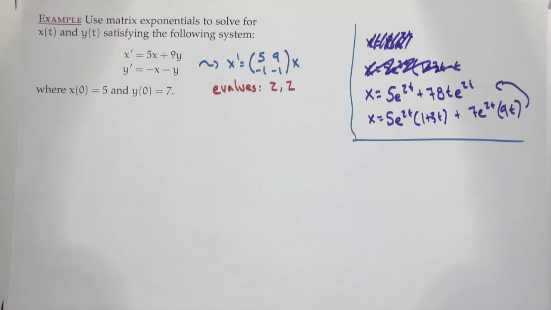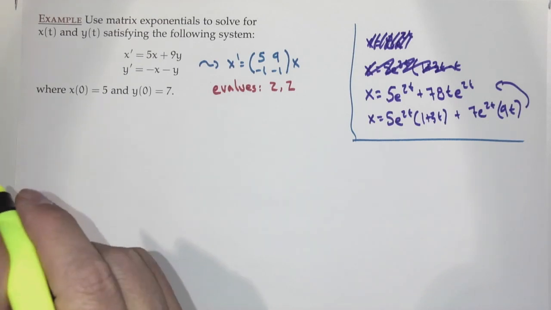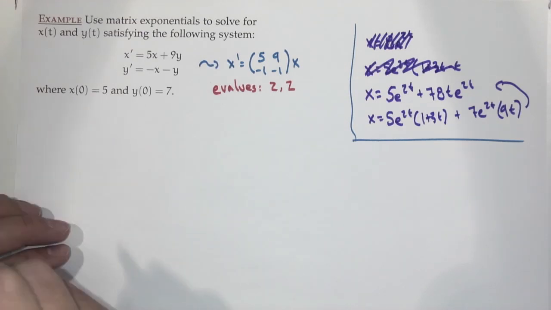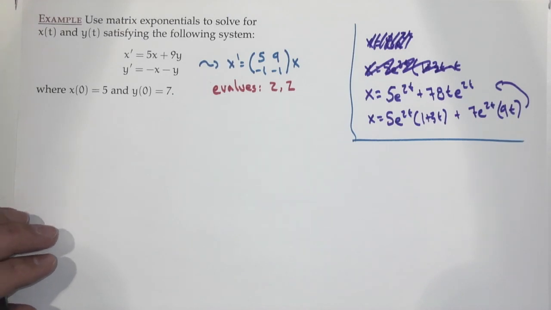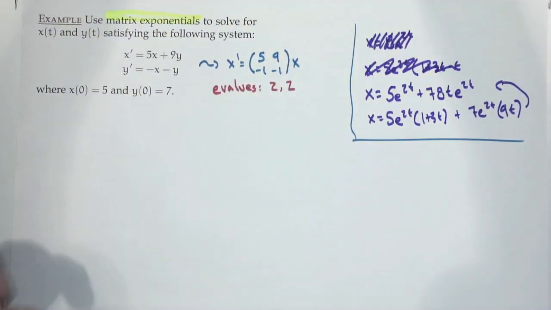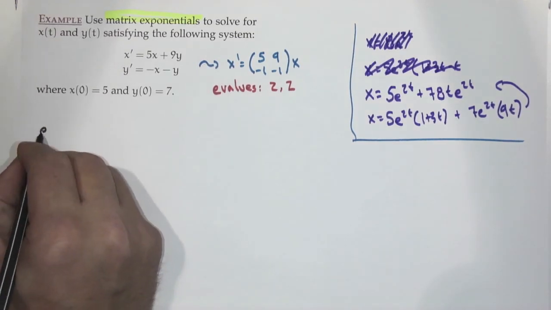What should we compute? And how do we know that we're supposed to compute it? e to the At. We're supposed to compute e to the At. And how do we know we're supposed to compute e to the At? Because it tells us. Problems are like that. They tell you what to do. Pro tip, read the problem. All right. Okay, so we're going to compute e to the At.